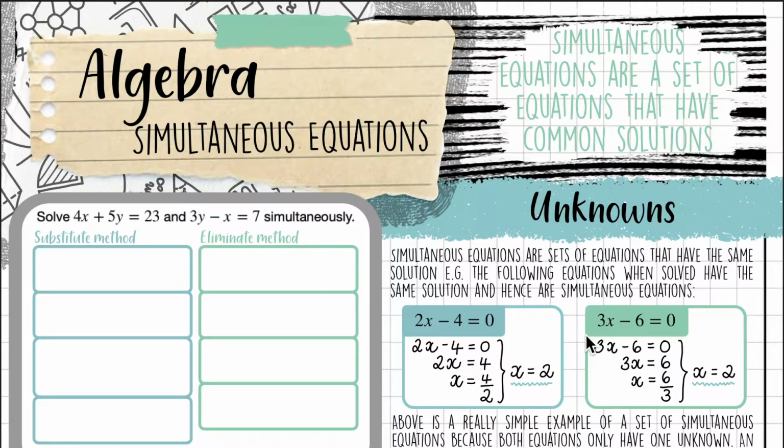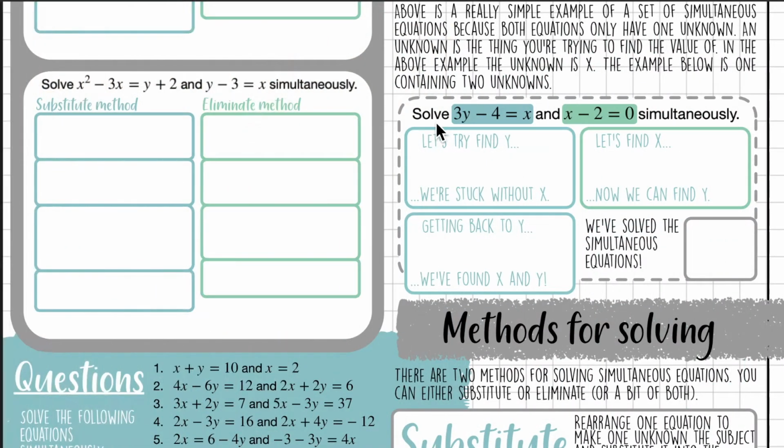Again, if you have three unknowns, you need three equations to help you find what the three unknowns are, and so on and so on. So let's look at an example with more than one unknown. Solve 3y minus 4 equals x and x minus 2 equals 0 simultaneously. To solve these equations simultaneously, we need to find the value of the unknowns in each of the equations.